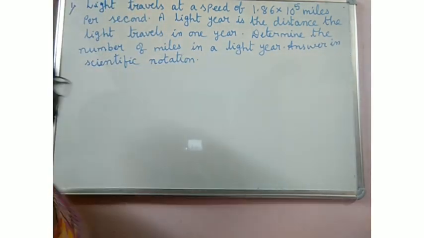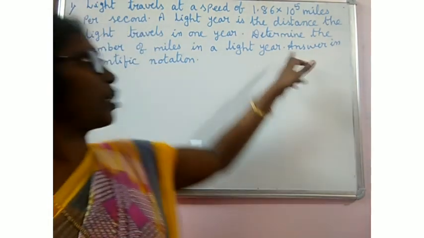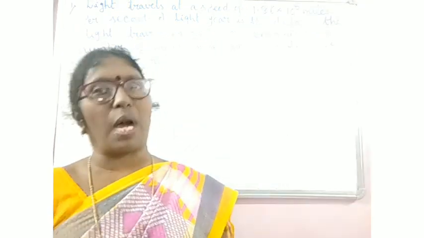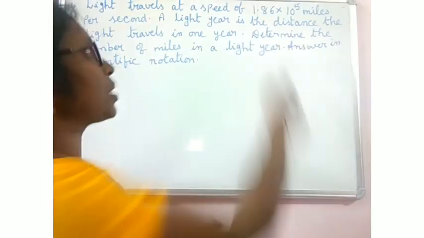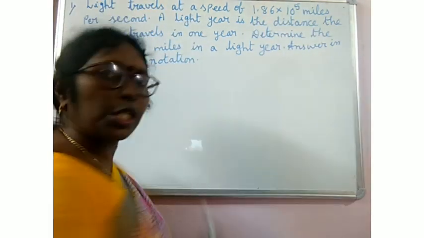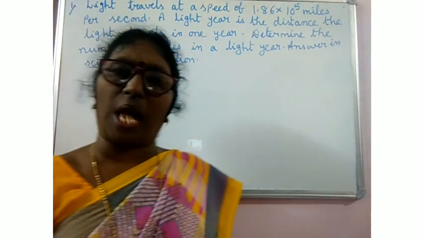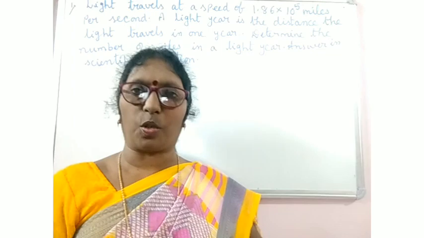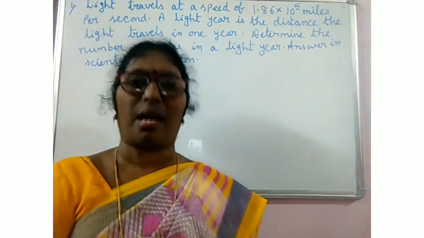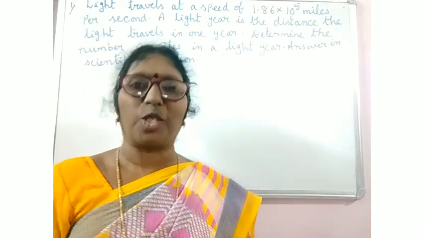Answer in scientific notation. Whether the question says to answer in scientific notation or not, you always have to answer in scientific notation. You see, the speed of light in 1 second is given in scientific notation, so we have to show the answer in scientific notation. Not very tough, but there are a little more calculations, multiplications.